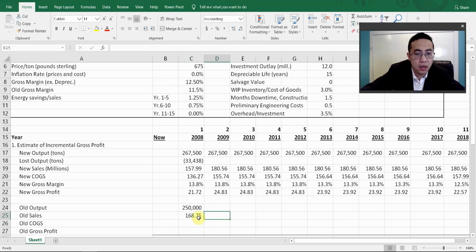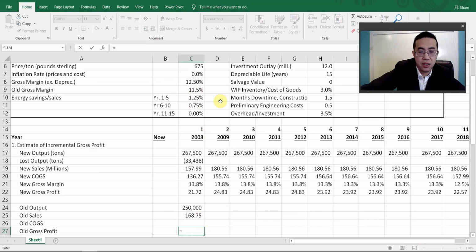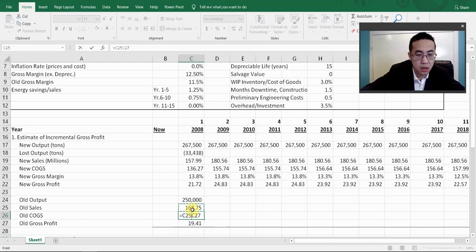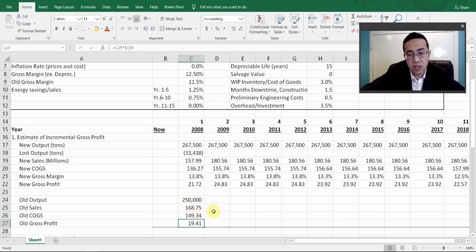And then your gross profit of the old machine is 11.5%. So I will use my sales multiplied by 11.5%, and make sure this gross profit margin is locked. And my cost of goods sold will be the difference between sales and gross profit. So I can just do sales minus the gross profit, and drag it all the way, but I have not incorporated the inflation yet.